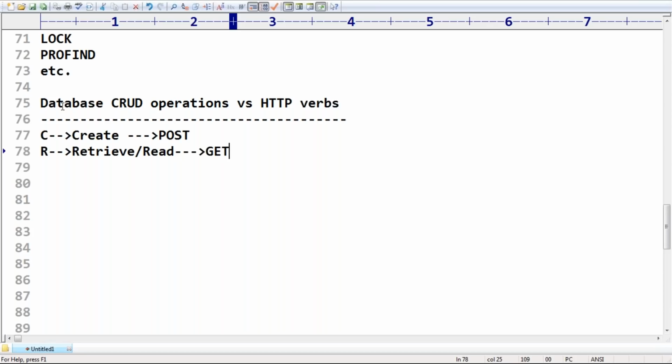U means update operation. For this, which HTTP method do we have to use? Put or patch. D means delete. For this, which method is required? Delete, that's all. These are just the CRUD operations versus HTTP methods, because we are going to use them very commonly. Yes, better to get clarity.